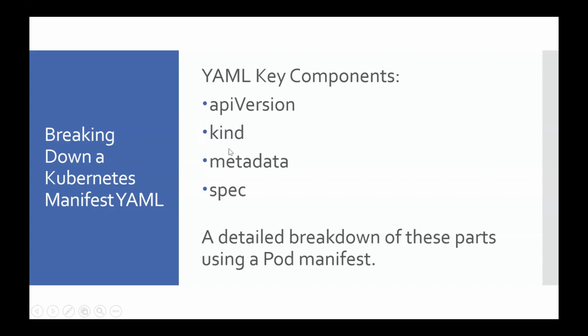Okay. The next component is the kind. Kind is nothing but the resource which you want to create. Suppose you want to create a pod, you will have to write pod in kind. If you want to create a replica set, you will just write replica set. If you want to create a service or a deployment, you will have to write the same inside the kind.